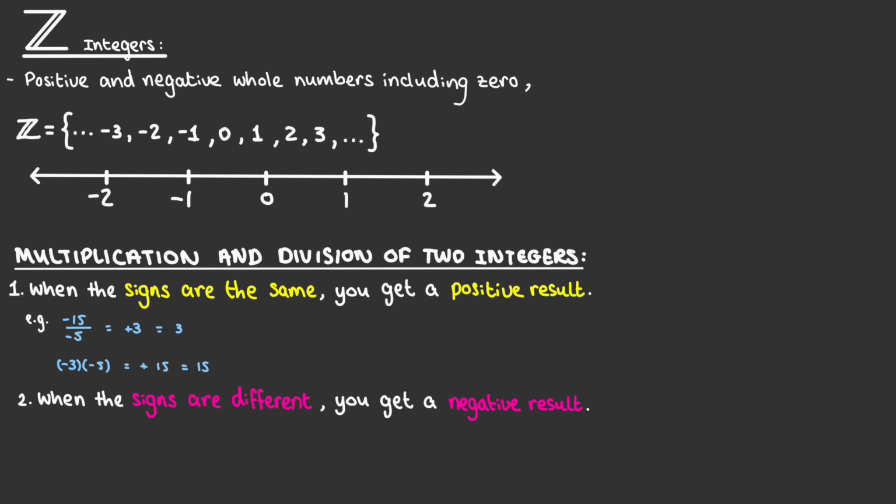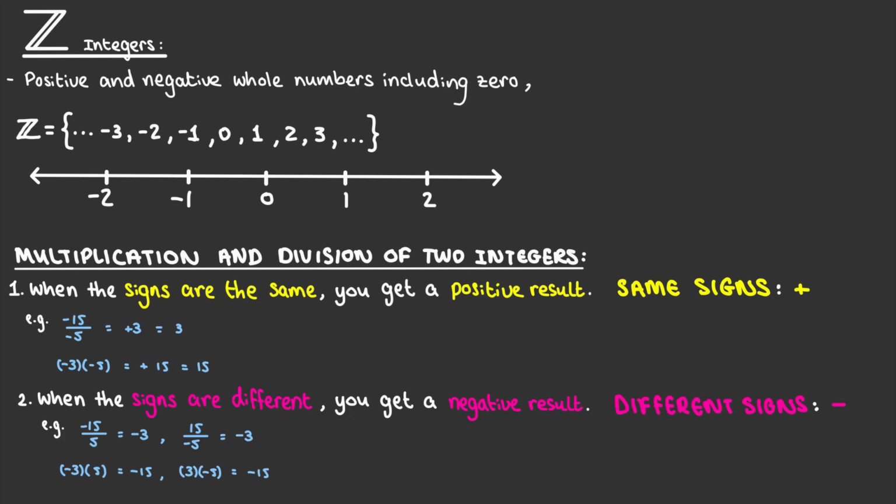When you multiply or divide two numbers with different signs, you get a negative result. For example, dividing minus 15 by 5 gives minus 3. The same is true if the minus is swapped between the numbers. For example, dividing 15 by minus 5 gives you minus 3. And again, by multiplying minus 3 by 5, or 3 by minus 5, we get minus 15 as a result.